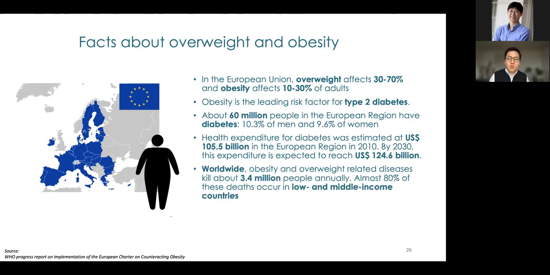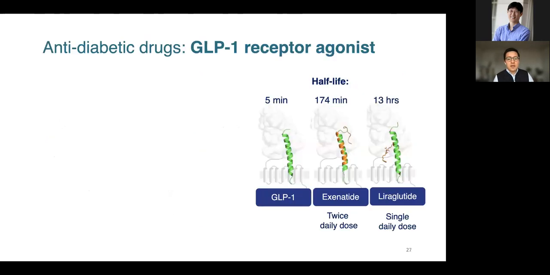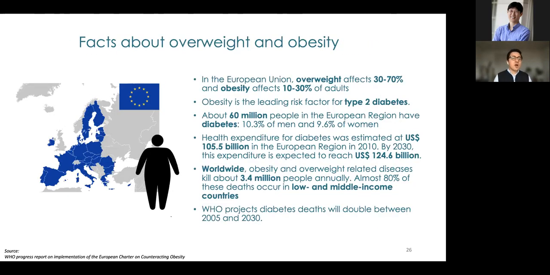Worldwide, obesity and overweight-related diseases kill about 3.4 million people annually. Almost 80% of these deaths occur in low and middle-income countries. The WHO projects diabetes deaths will double between 2005 and 2030. So this is a very complex disease. And I think that most people, when they hear about obesity and overweight, think that for a lot of these people, simply changing diet or exercising more is enough.